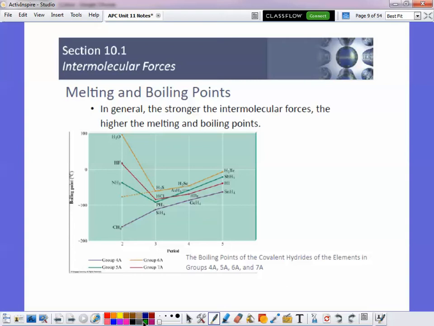So looking here at this graph, we're comparing a bunch of different molecules. Notice H2O, HF, and NH3 are 3 of the substances on this graph, and they have the highest melting point. Why is that? Because they all experience hydrogen bonding.